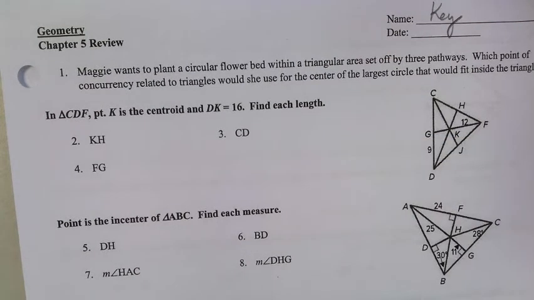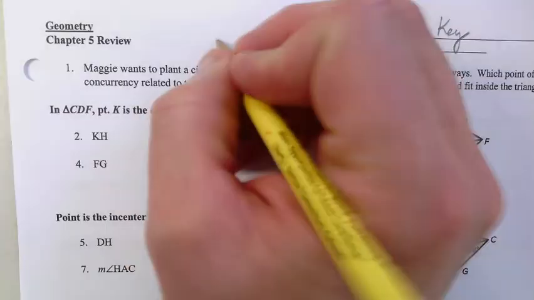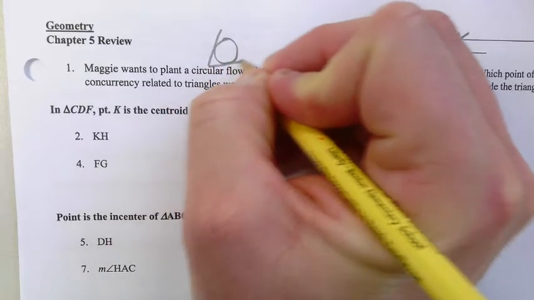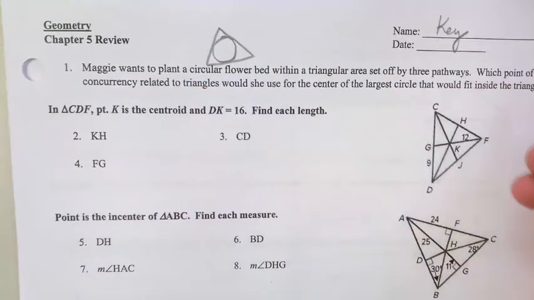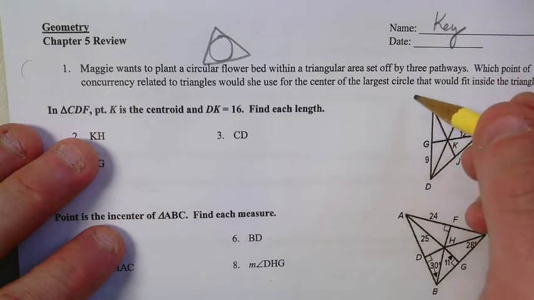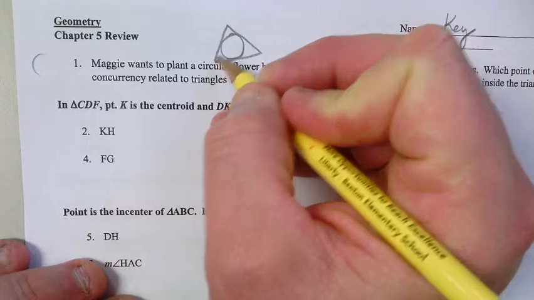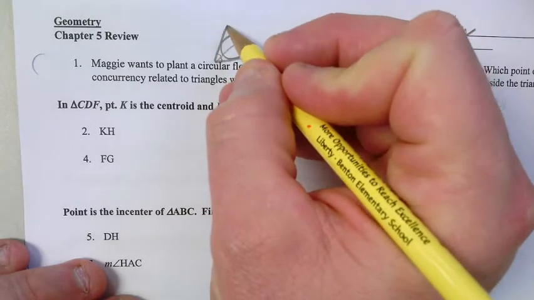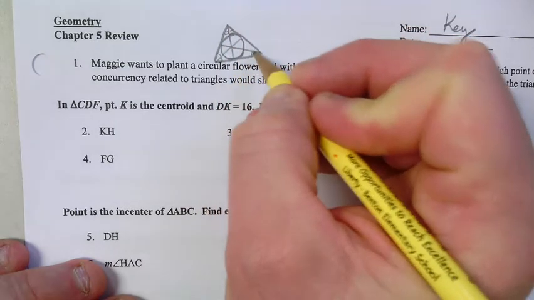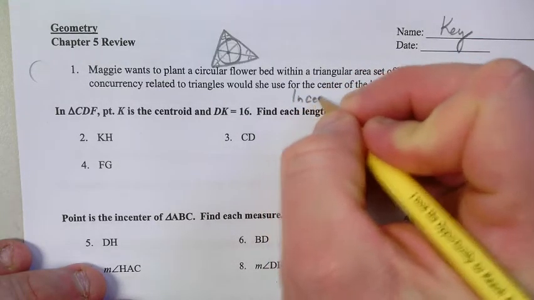Taking a look at the first question. Maggie wants to plant a circular bed within a triangular area set off by 3 pathways. What it's going to look like is this. If you have a circular bed set off by 3 pathways, the question then is, which point of concurrency related to triangles would she use for her center of the largest circle that would fit inside the triangle? Well, remember, the angle bisectors are the ones that make up the inscribed circle. And so if I go ahead and draw this in here, this point, because it's inscribed, is called the incenter. So this is the incenter.